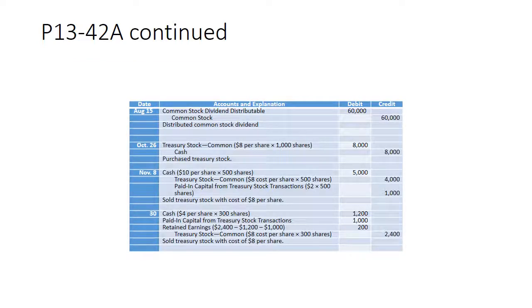Now, when the stock dividend is actually distributed on that date, on August 15th, you debit common stock dividend distributable, that equity account you just stored the 60 grand in, and now you could credit common stock because it was sent out. So it's just kind of a resting area until the actual distribution date.